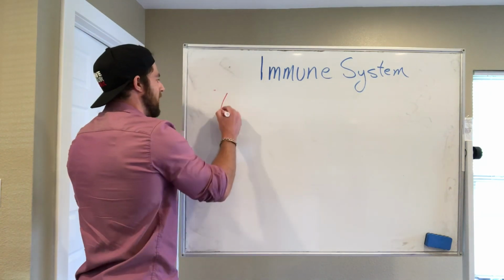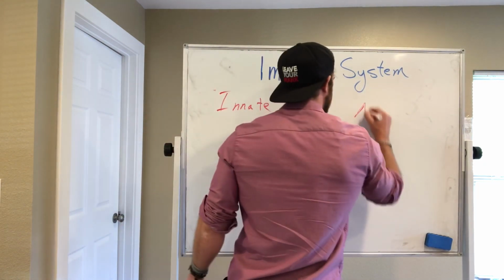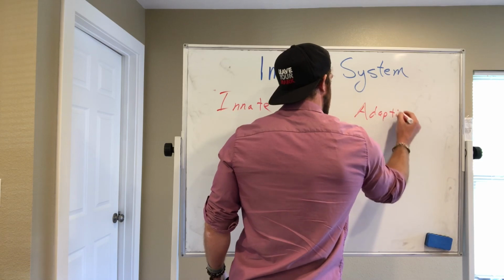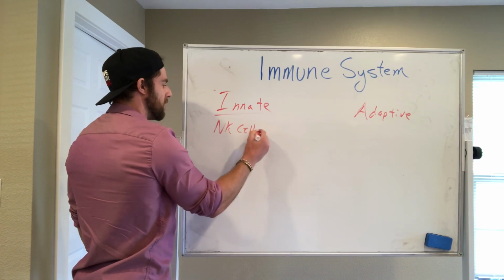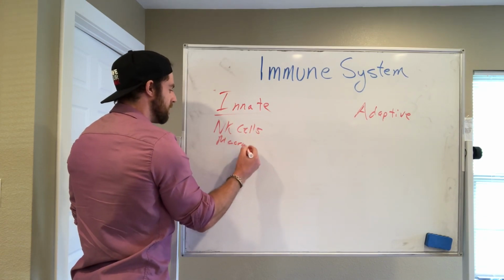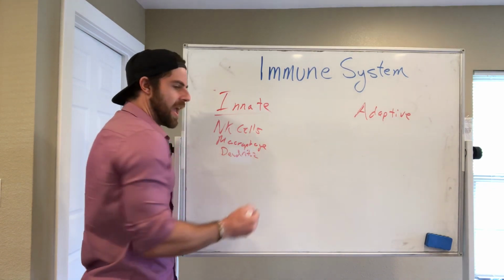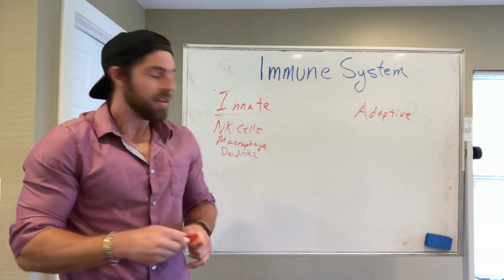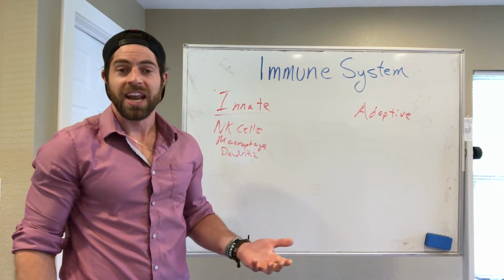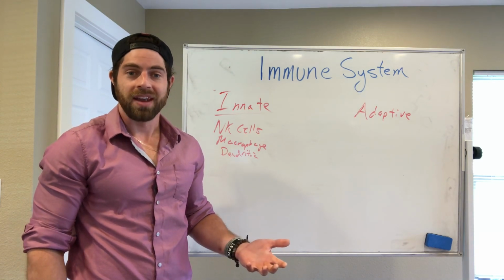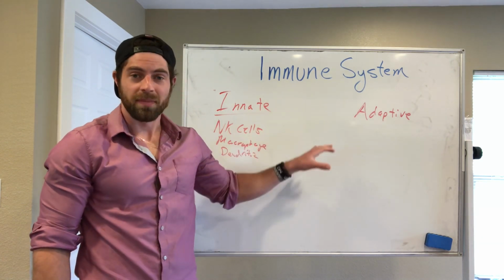So we have two sides of it. We have the innate side, okay? And then we have the adaptive side. On the innate side you have your natural killer cells, your macrophages, and your dendritic cells. Basically, these three have the role of an antigen presenting cell, and they are essentially doing something that's really important in Hashimoto's, which we'll come back to.